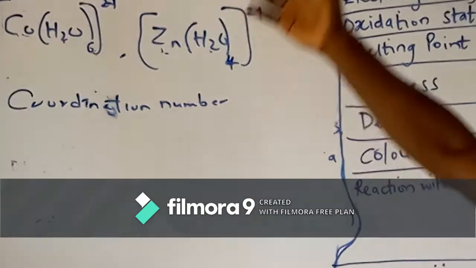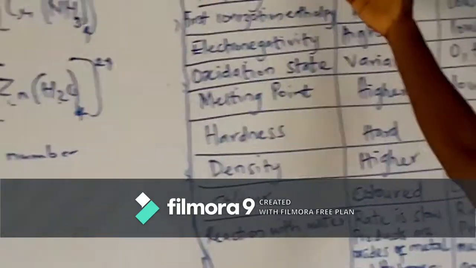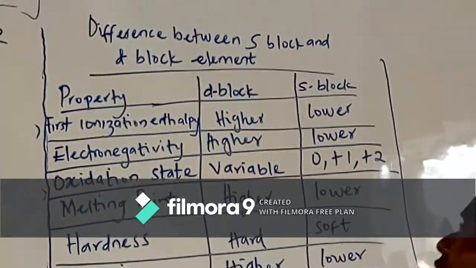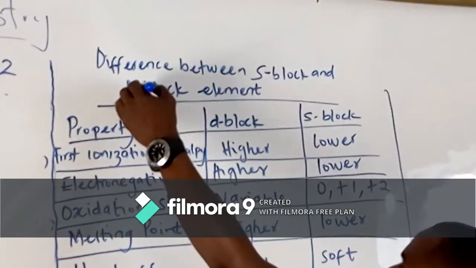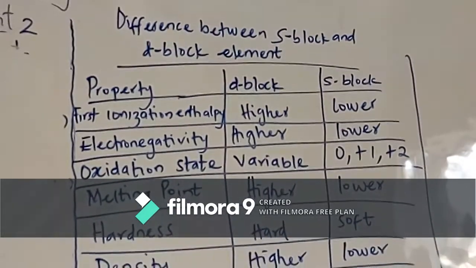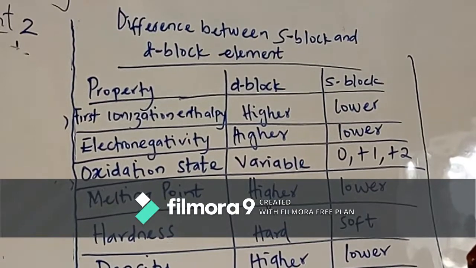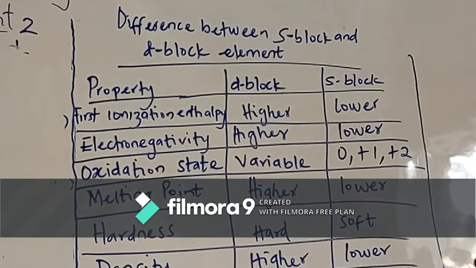Okay, let's quickly look at it before we wrap up with what we have today. The difference between S block and D block elements. Now, number 1, of course you know that S block elements are metals. D block elements are also metals. Maybe I should have just said, oh, let's see their similarity.